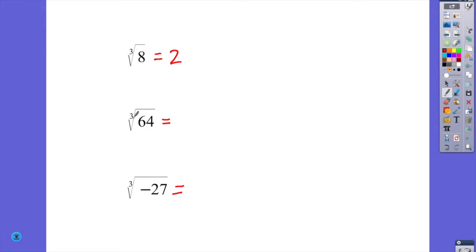On this next one, we actually had this in the last example, it was 4. 4 times 4 is 16. 16 times 4 is 64.